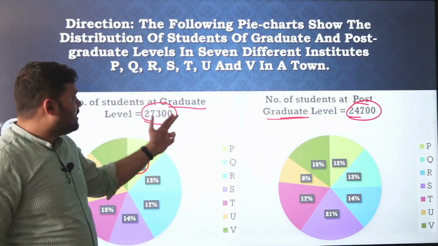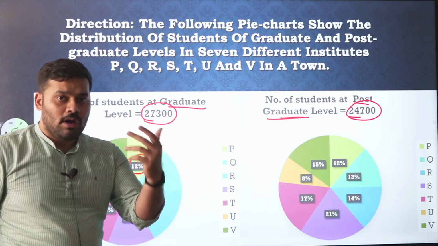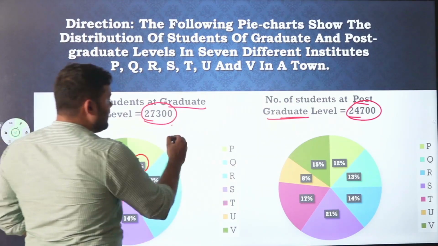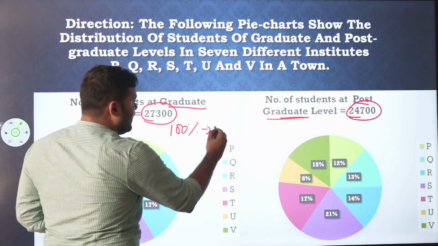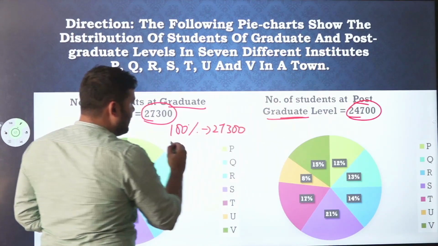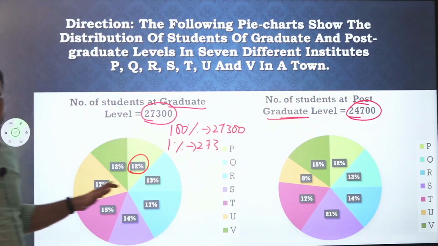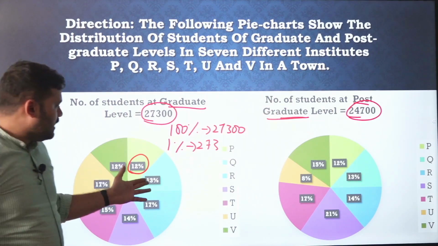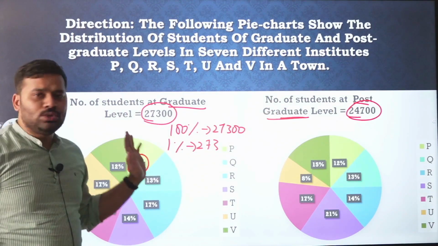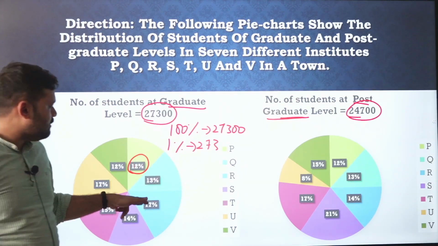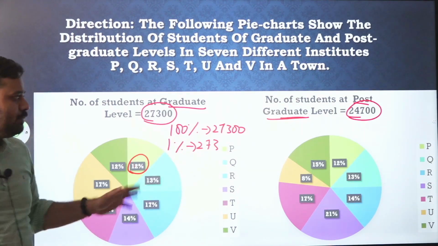So if 27,300 is for 100, then can I say that is 100? If 100% is 27,300, can I tell 1% is 273? Very simple. We've got it there. If it is 13%, multiply 13 into 273. If it is 17%, multiply 17 into 273. As simple as it can get.